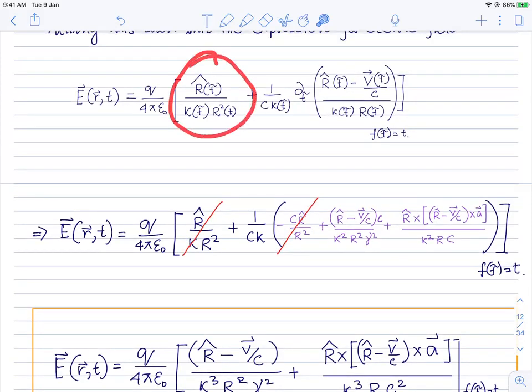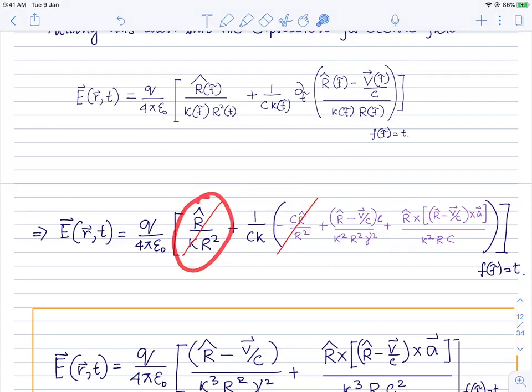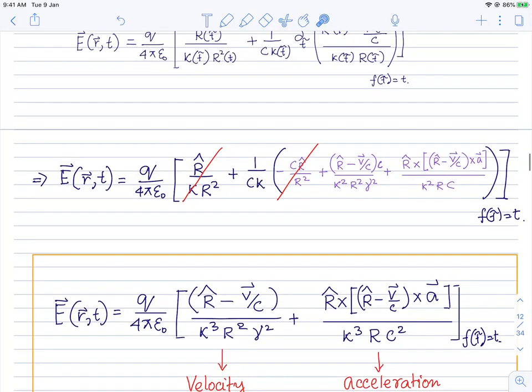This term that was there without the derivative cancels with the leading order term coming from the derivative, and these two terms are essentially replaced by a second term, which is this one. That's quite funny, because, as I was trying to explain, this term was very much like Coulomb's law, and that got cancelled by the derivative term.